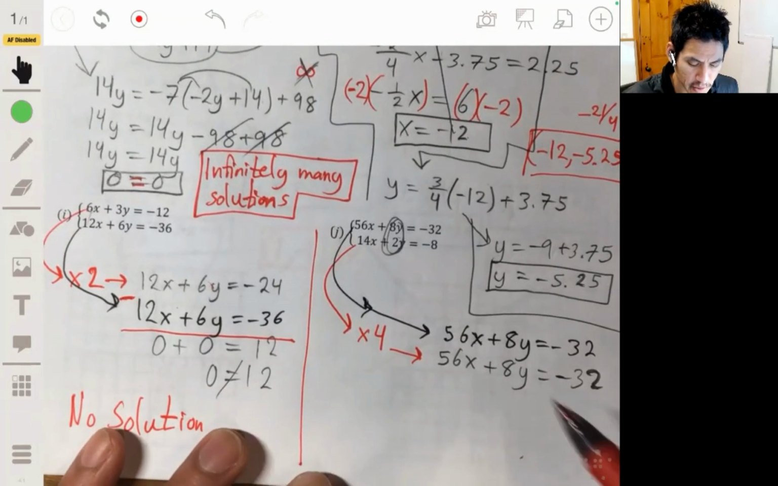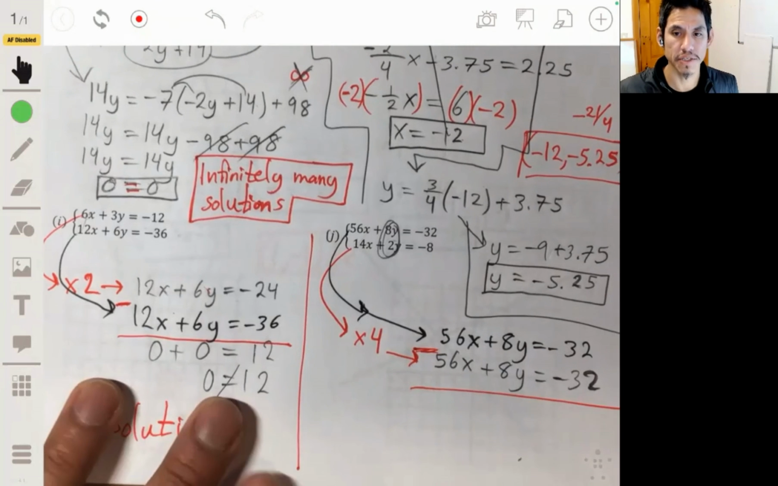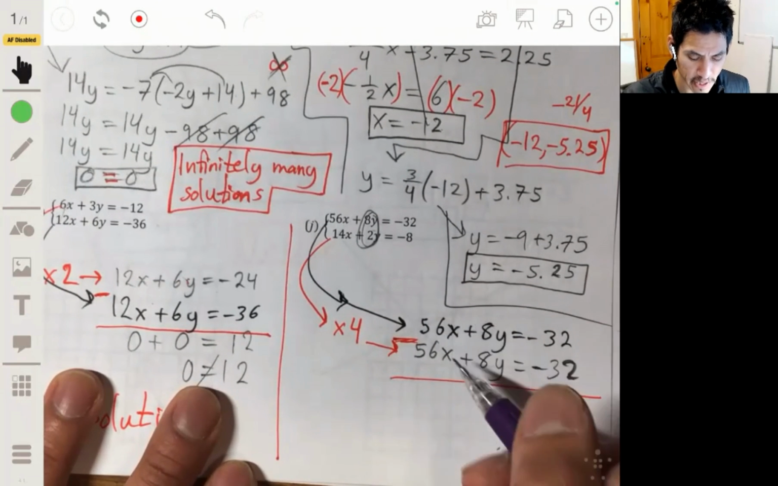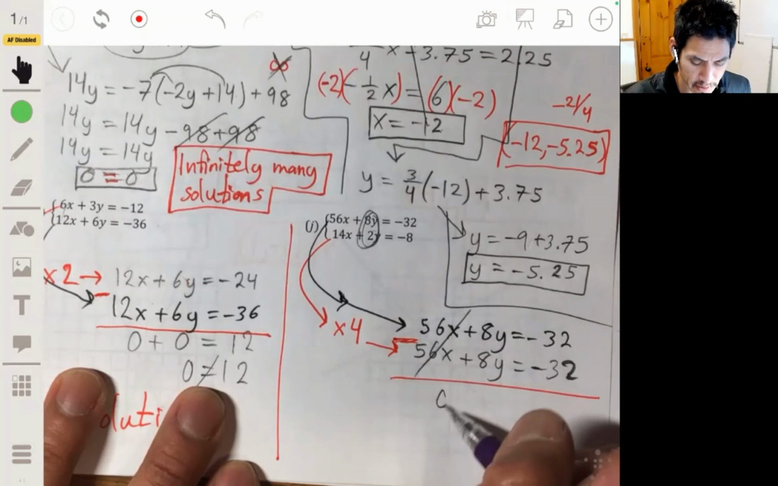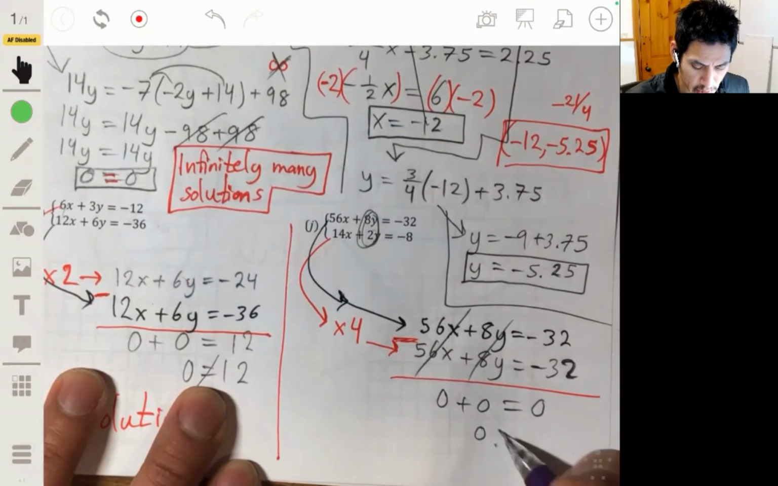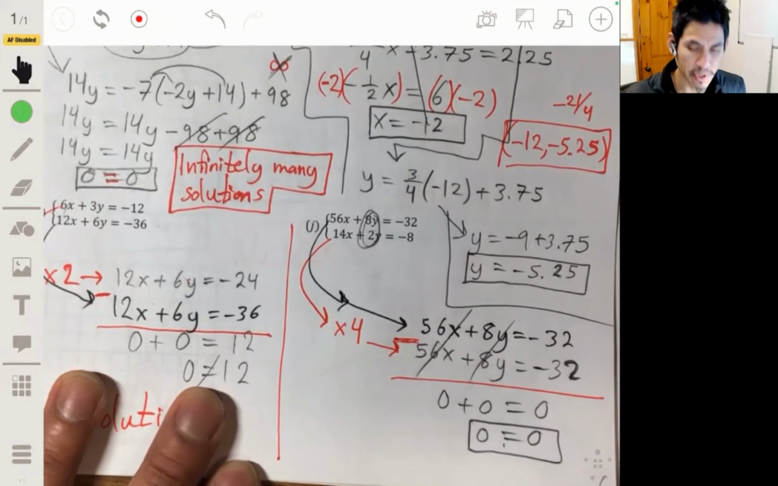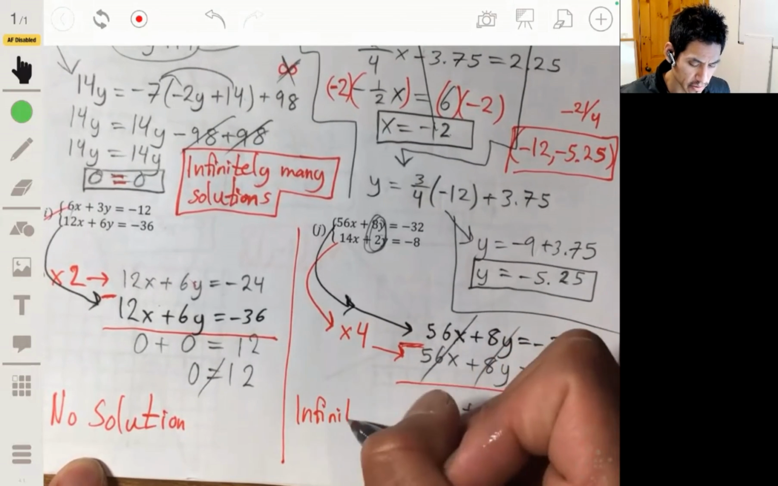And you can see what's going on. You get the exact same equation on both of them. If I were to keep on going further, subtracting them, I get 0, 0, and 0 again. So I get a true equation and get infinitely many solutions.